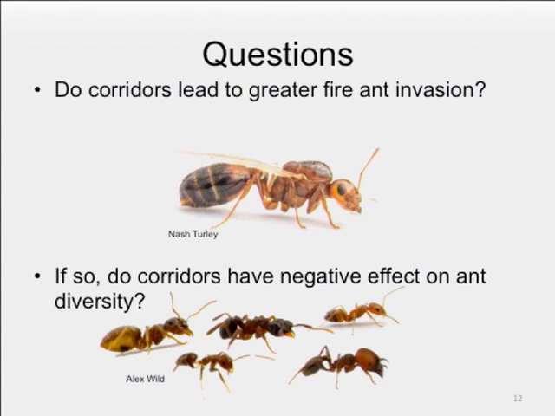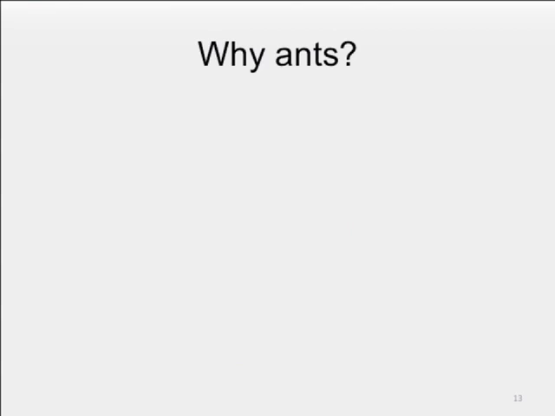I mentioned that there's this big question about the concern of corridors spreading invasive species. So the question I pose here is, do corridors lead to greater fire ant invasion? And if they do, do they do this to the detriment of the co-occurring native ants that they live with? You may be asking yourself, why ants? Or some people may not be asking that, I guess.